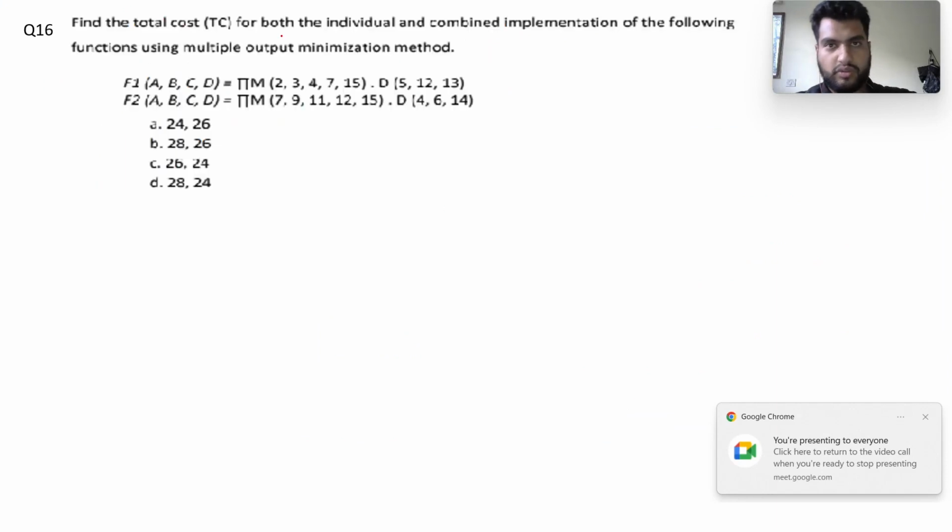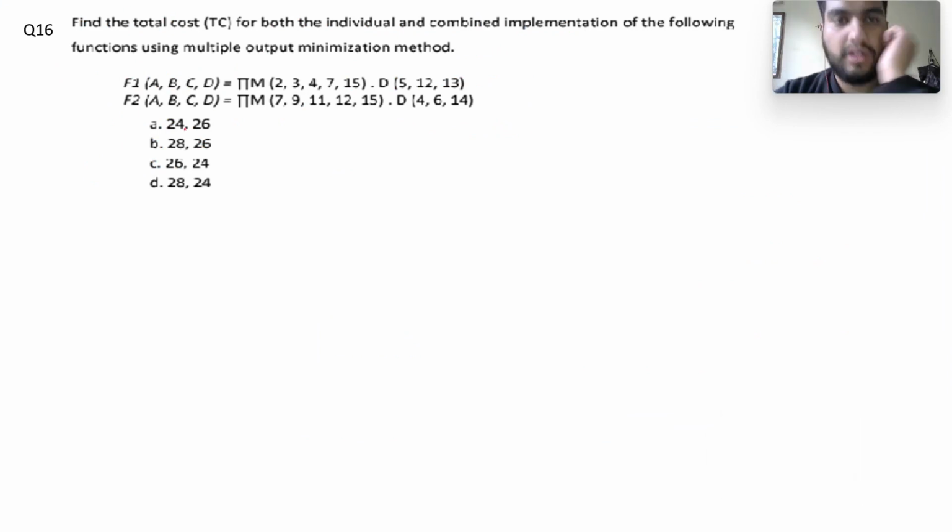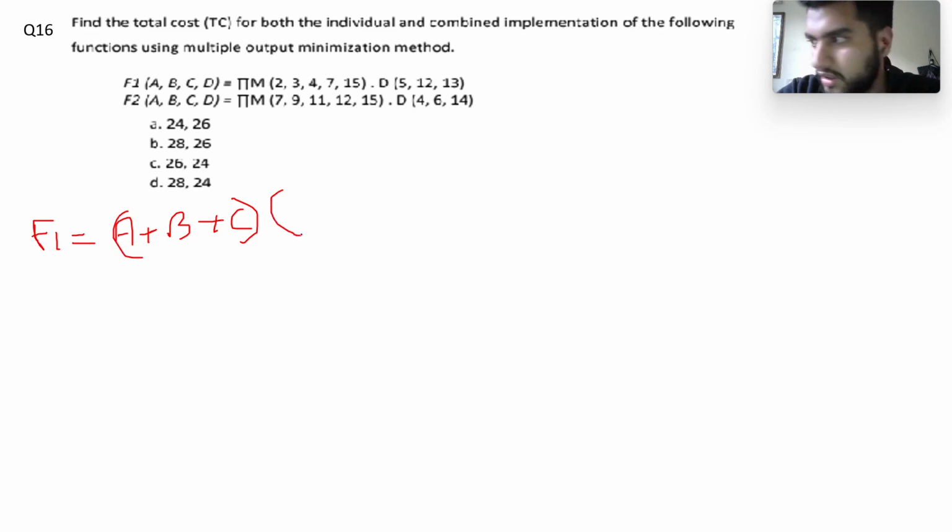Find the total cost for both individual and combined implementation of the following function using multiple output minimization methods. So we are asked to find both the individual as well as the combined. We'll take the individual first. F1 is equal to the product of sums. We'll use the K-map and get the minimized expression individually first. F1 after using the K-map will give us the minimized expression as A plus B plus C, then B complement plus D, then B complement plus C.